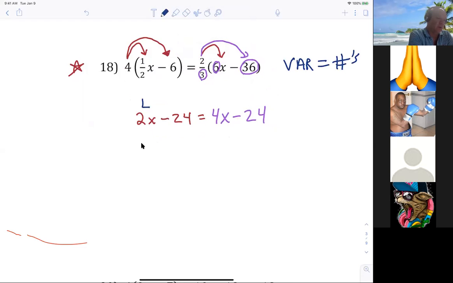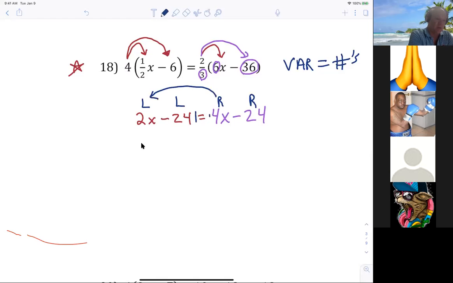-24 is a number, and it's on the left side. 4x is a variable, and it's on the right side. -24 is a number, and it's on the right side. All right, now, again, I'm trying to just emphasize it's on the left and right of the equal sign, okay? So what does that mean? This variable needs to come over to the left side.